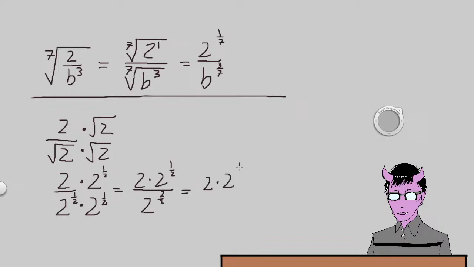So on the simplification, this one is 2 to the power of 1, but don't write the 1. Cancel, cancel. Translate that back into radical notation. Don't put the 2 because it's invisible. Don't put the 1. Final answer.